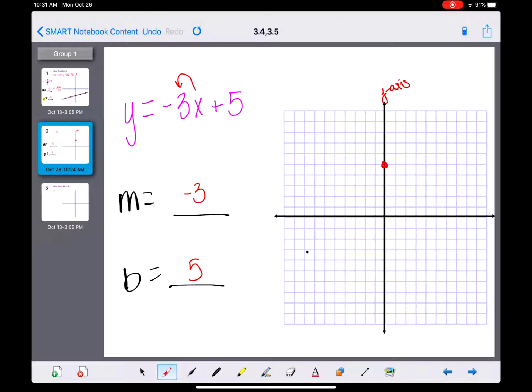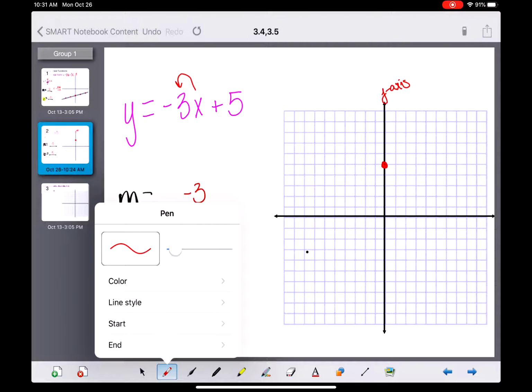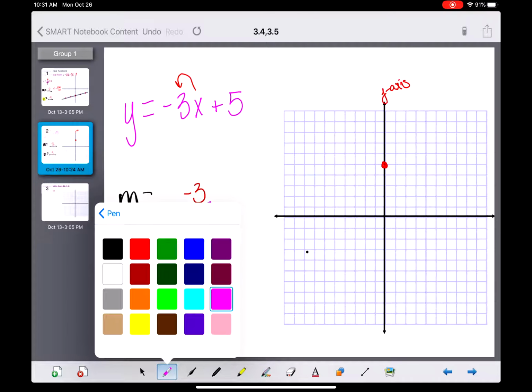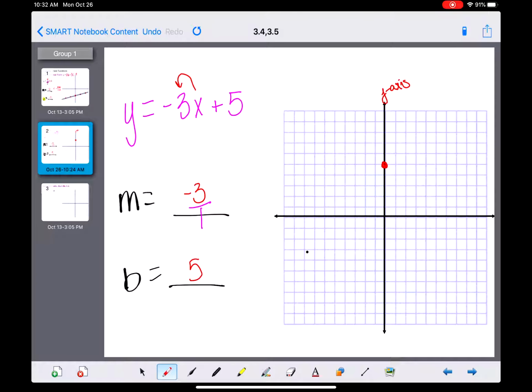My movement this time is a whole number, so I like to place it over an imaginary 1. That way I know exactly how many spaces I'm going up and down and right and left. Remember, this is still my rise over my run. So I'm going to go down 3 units because 3 is negative. 1, 2, 3, and to the right 1 because it is positive. Down 3, to the right 1.